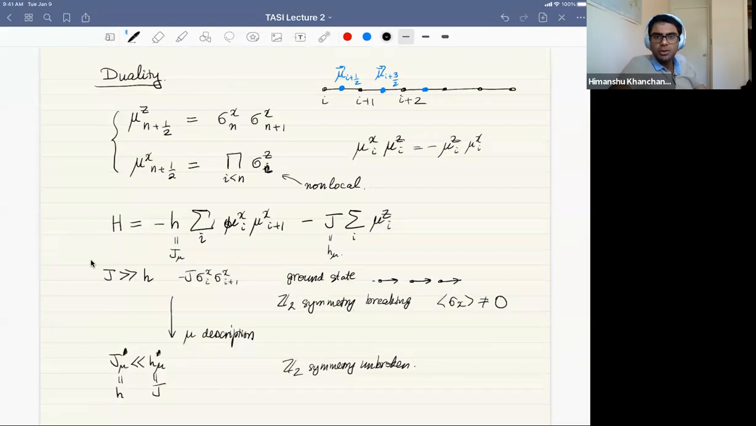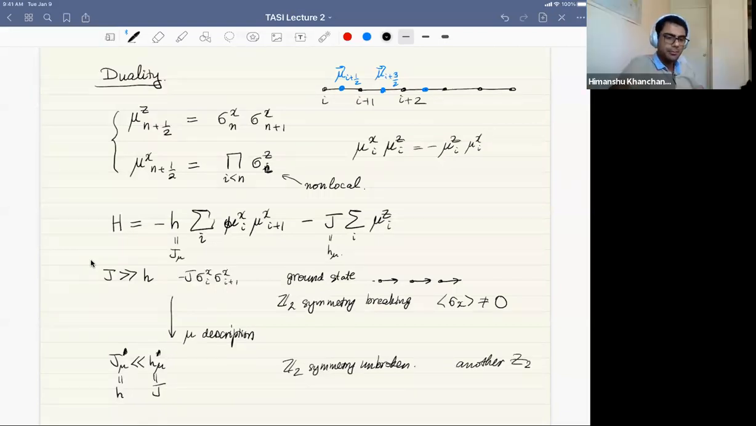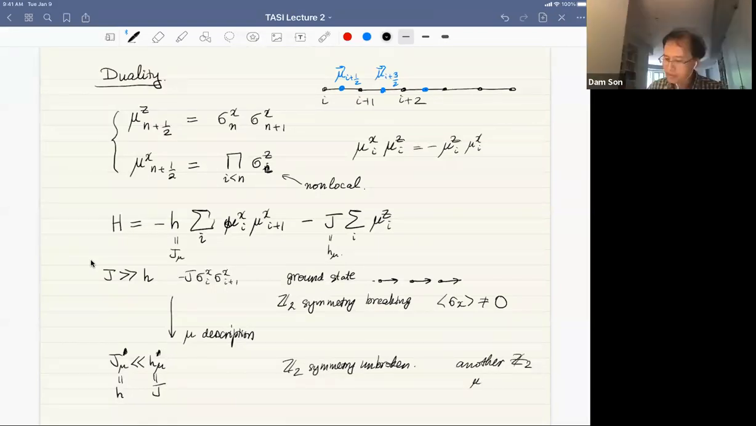Is it clear that the Z2 is the same Z2? Because in the other description, the Z2 acts on mu. The Z2 that is unbroken acts on mu, whereas in the first description, Z2 acts on sigma. So they look like they are different Z2s. Yeah, it's a different Z2. The Z2 that maps mu x to minus mu x is the one that is broken.